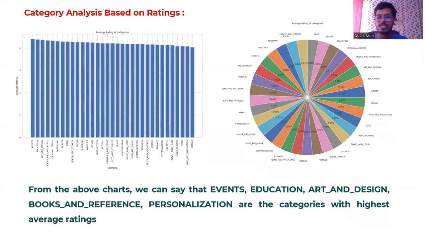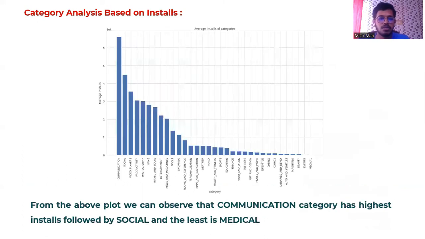Based upon this analysis, we can observe that events, education, arts and design, books and reference, and personalization are the top five, which have more ratings. And the least is dating, which has low ratings. And category analysis based on installs, it means which category has the most installs. If you see, the communication category has a high number of installs, and the very least is medical.